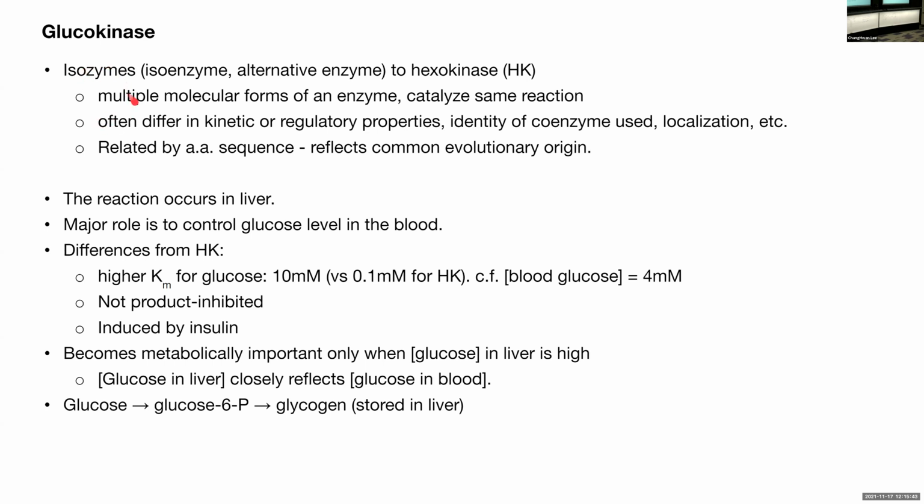These isozymes often differ in kinetics and regulatory properties because their molecular forms are different. They're also different in the identity of coenzyme use, localization, and so on. But they are related by amino acid sequences. When you look at the amino acid sequences of their polypeptides, they're similar, especially for certain domains that are critical for catalyzing such reactions. That means they have similar structure too, at least for the domain responsible for this reaction, and that reflects the common evolutionary origin.